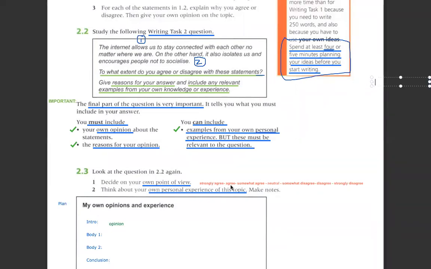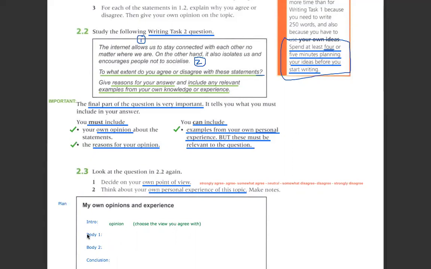Here you can think about, do you strongly agree, somewhat agree? Are you neutral? Do you somewhat disagree? And so on. If you just have one statement, you can just say whether you agree or disagree with it. But if you have two contrasting statements, so this statement is the opposite to this statement, you need to choose which one you agree with. Okay, so if there's two, choose the statement or the view you agree with. Okay, so if you agree with the first one, say that this is what you agree with. If you agree with the second one, say what you agree with.